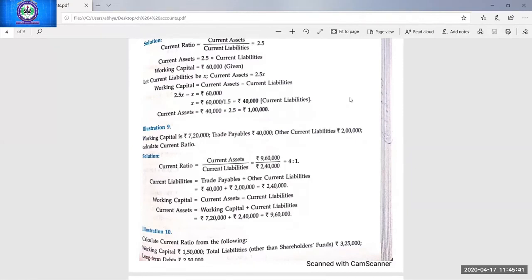I'm giving you 2 minutes. Only 1 minute you have. Actually, the class is going to complete. We are running out of time. So give me the answer. Working capital 1,50,000. Total liabilities means total debt, which means non-current liability plus current liability.